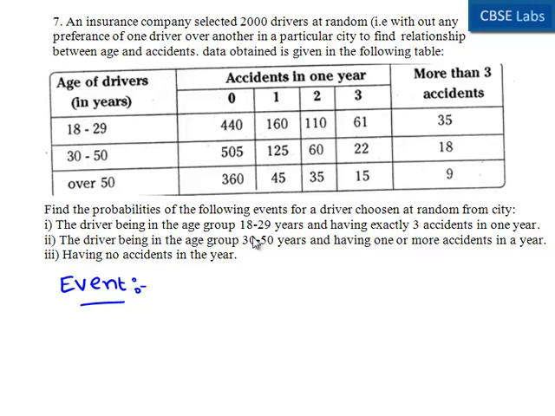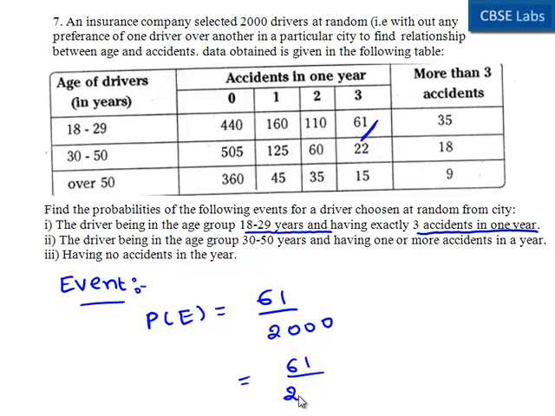And the event is the driver being in the age group 18 to 29 years and having exactly 3 accidents in 1 year. So the probability of an event is equal to the number of favorables to the total number of outcomes. The number of favorables is the driver being in the 18 to 29 years age group and having exactly 3 accidents in 1 year, which is 61. Therefore, the number of favorables is 61 and the total number of accidents is equal to 2000. Therefore, the probability of the event is equal to 61 upon 2000. Therefore, the probability of the driver being in the age group 18 to 29 years and having exactly 3 accidents in 1 year is 61 upon 2000.